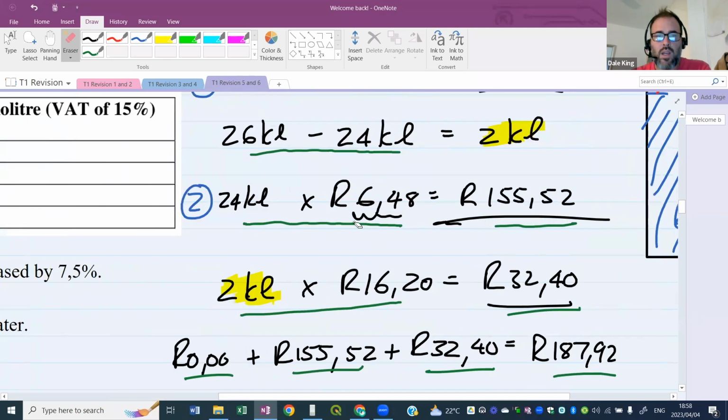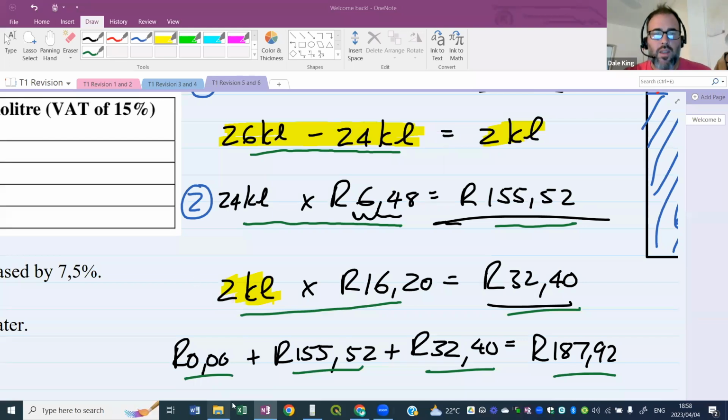Okay. So we had to remove. So this step here was critical. We had to remove 24. And we still had 2 left that has to go into the third bracket. Okay. I think that's where we were different. Yeah, Sonia, I was trying to give you a clue. Yes, Lenati, I think we all did the same thing. You all charged all 26 kiloliters at the 6 Rand 48.